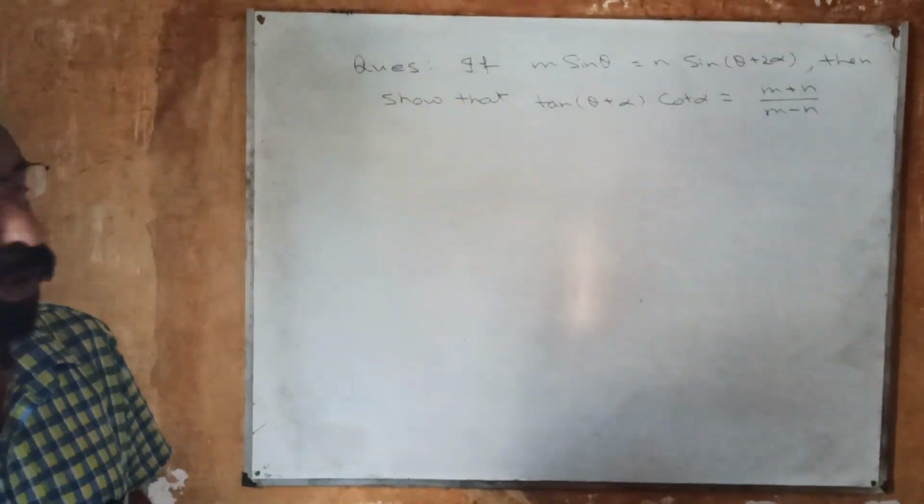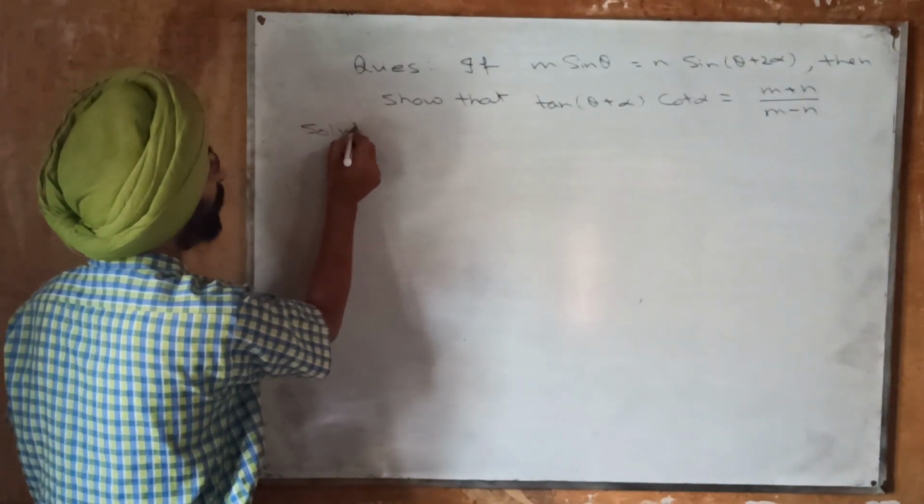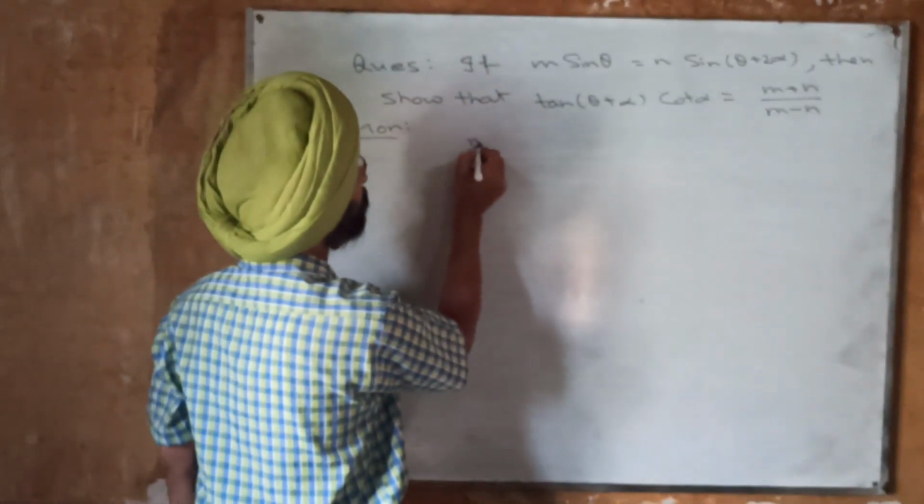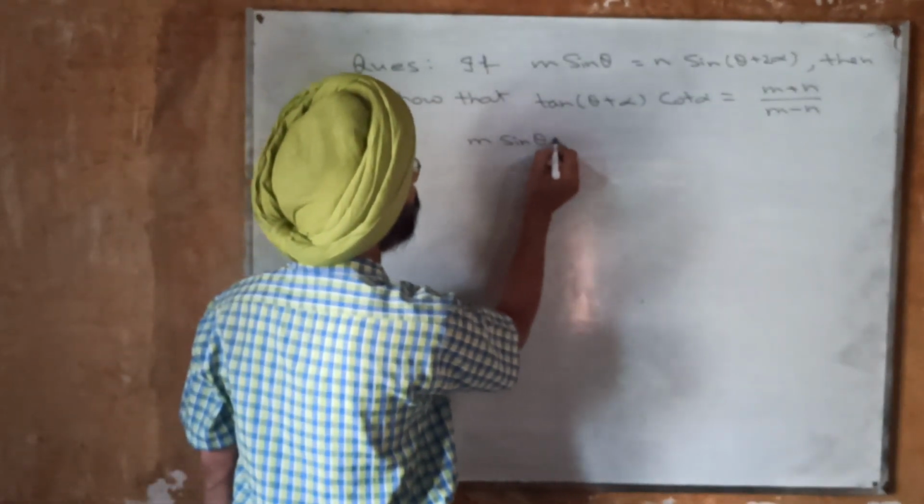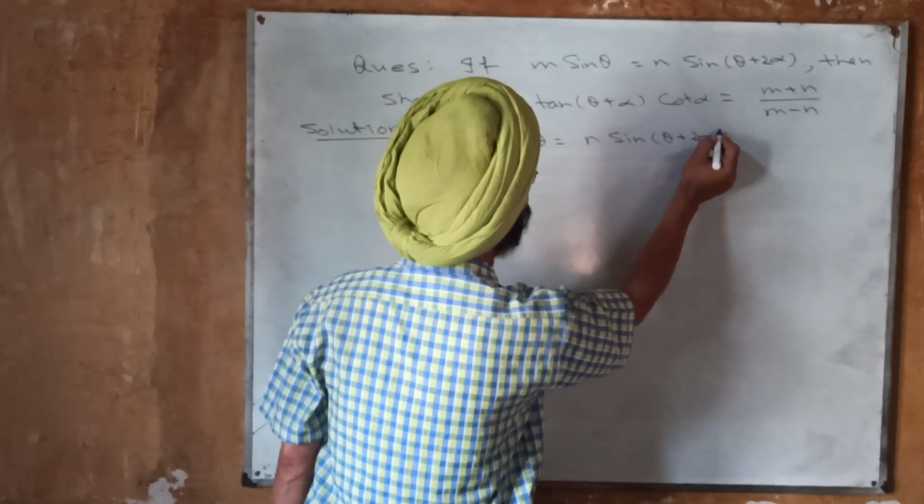This is the result we want to obtain, and the proof is once again easy. I am starting with the given. What the given is, m sin theta is equal to n sin theta plus 2 alpha.